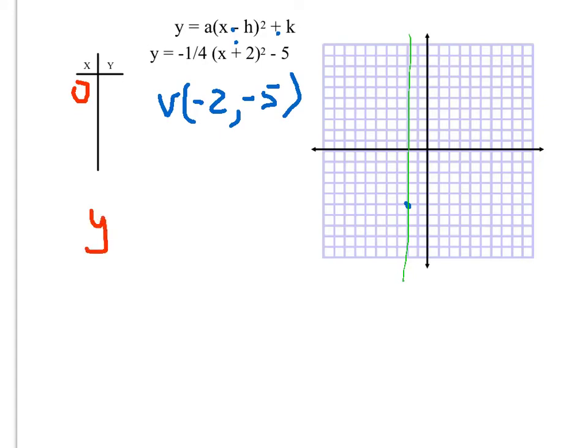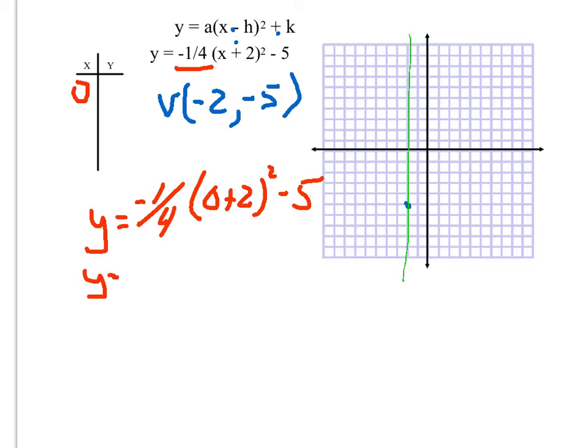So we plug 0 in for x, so we have y equals -1/4 times (0 plus 2) squared minus 5. Now keep in mind, we know this graph is going to open down because a is negative. So we know the graph is going to open down, and we also know that since it's between 0 and -1, that it's going to be kind of a wide graph. So we can go ahead and do the math on that and make sure that we're correct.